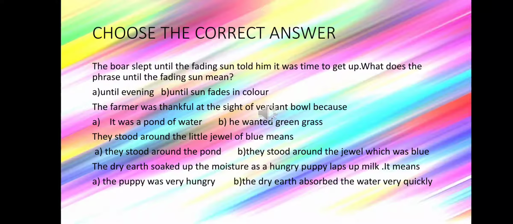They all stood around the little jewel of blue means they stood around the pond, or they stood around the jewel which was blue. The answer is they stood around the pond. The dry earth soaked up the moisture as a hungry puppy laps up milk. It means the puppy was very hungry, or the dry earth absorbed the water very quickly. The answer is the dry earth absorbed the water very quickly.